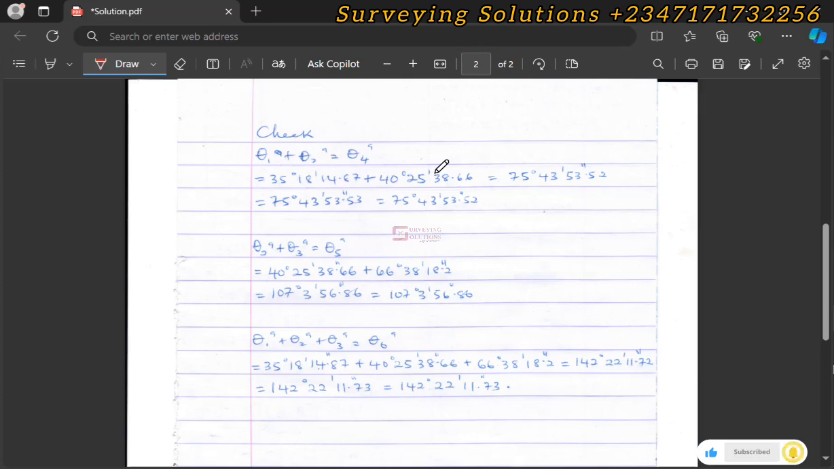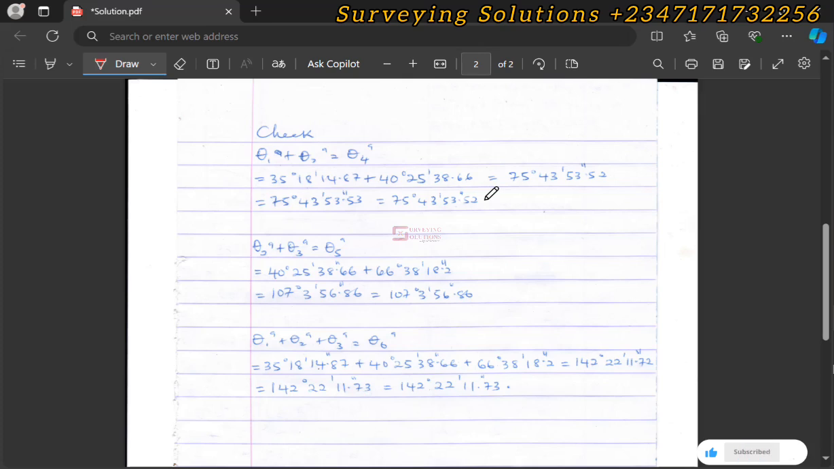So whatever you have on the left hand side is this value. You are now comparing it to what is on the right hand side, which is the adjusted value of theta 4. So you can see we have 53.53, and then we have 53.52. So the difference there is about 0.01 seconds, right? Good. So that's quite allowable.